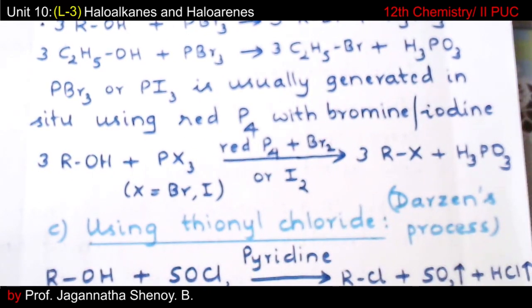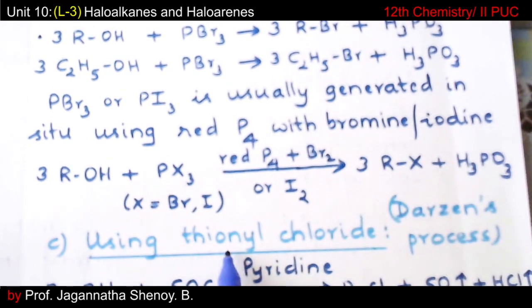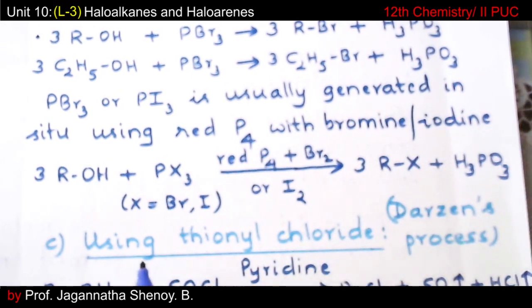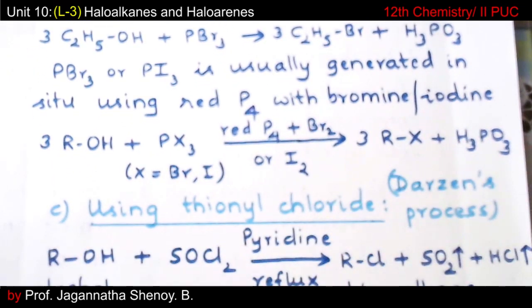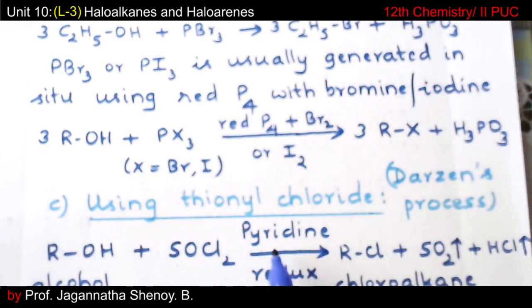The third reagent that I can make use of is what is called thionyl chloride, and the corresponding process is called the Darzens process. In the Darzens process, we start from alcohol, ROH, and the specific reagent used here is thionyl chloride. Formula is SOCl2. This reaction is carried out in the presence of a weak base like pyridine, and we have to reflux the reaction mixture.